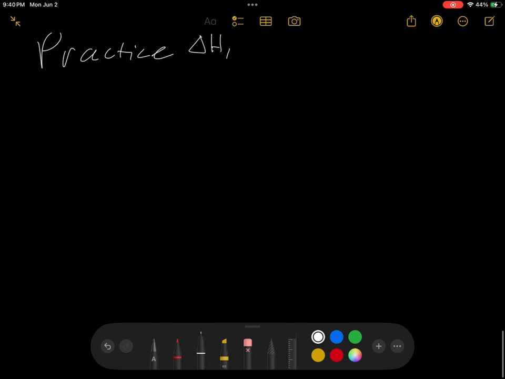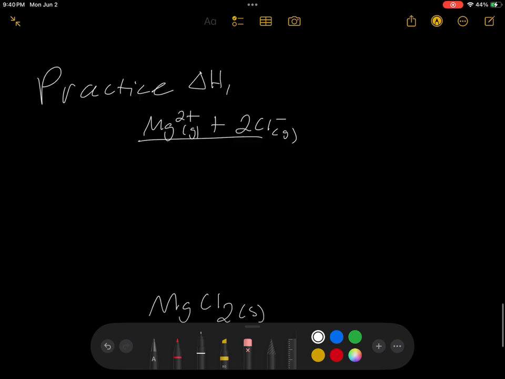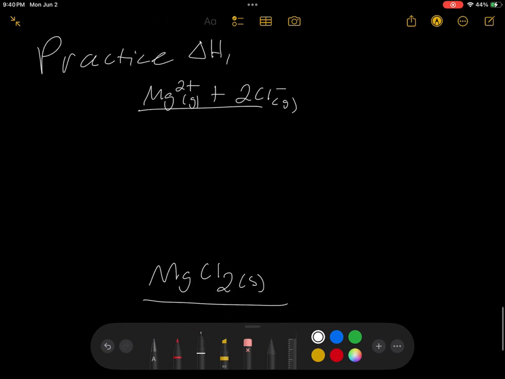So let's say we have magnesium chloride. This is a very good example as a solid, right? And let's say we want to get this to its ions, which is Mg2+ plus 2 moles of Cl- as a gas, right? Because we have to understand that to achieve lattice energy, we need to get our elements in their gaseous ion states, right?